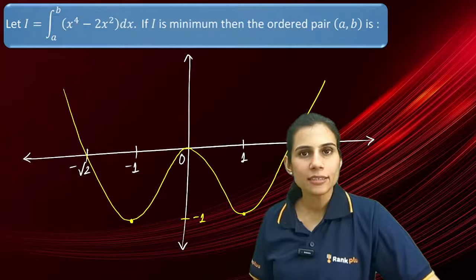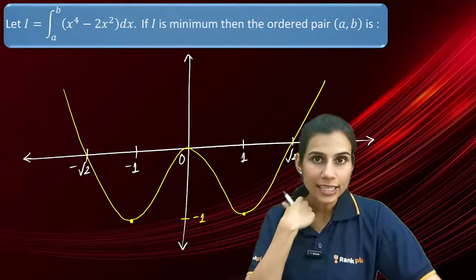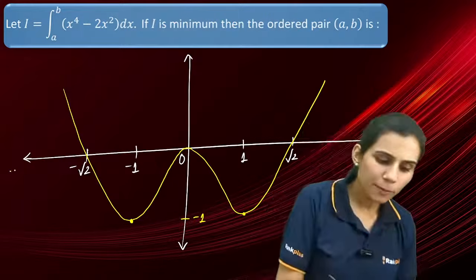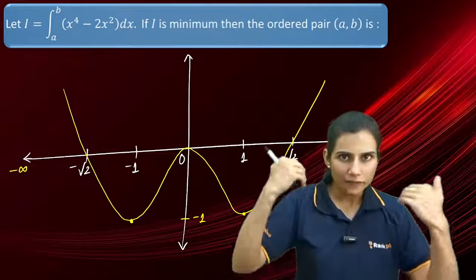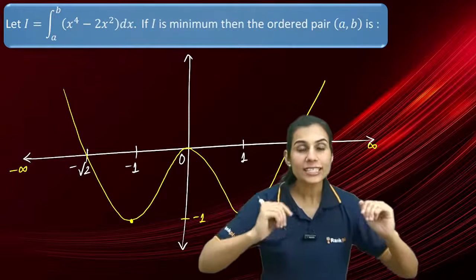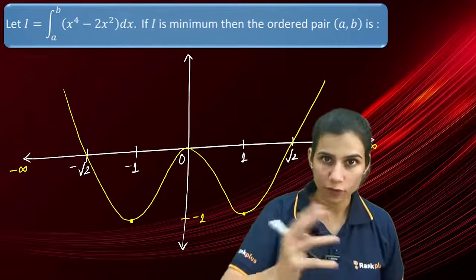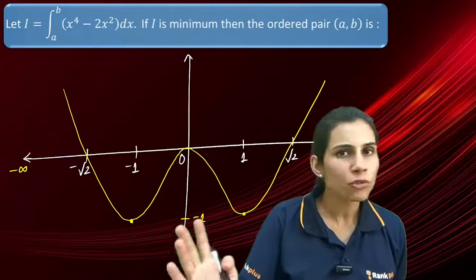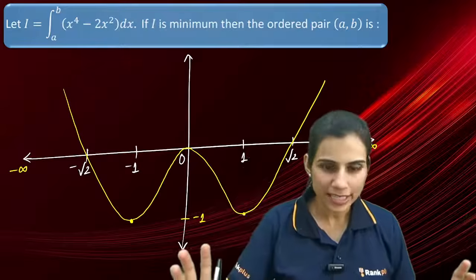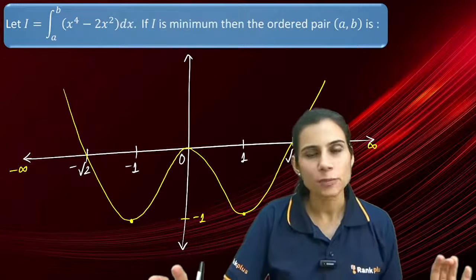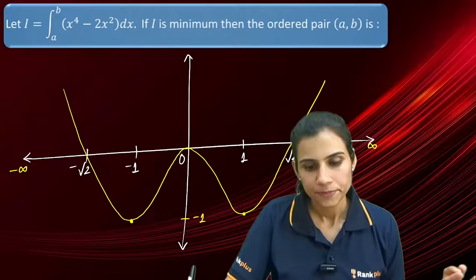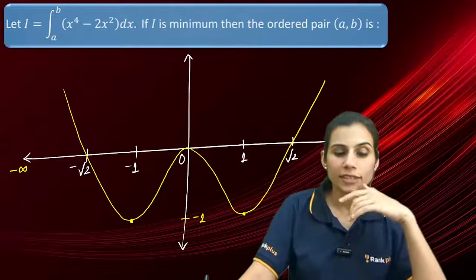Are you understanding? Is this graph clear? As you are approaching minus infinity or infinity, the graph is going infinitely up. At 0, it is attaining a maximum, but at 0 it is also touching the x-axis because f of 0 is 0. At minus root 2 and root 2, it's also the same. The graph is passing through the x-axis. At minus 1 and 1, it has points of minima. Is this clear?